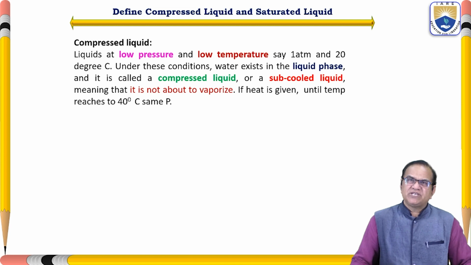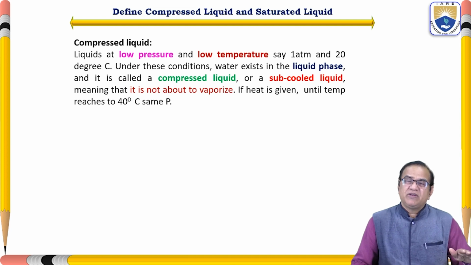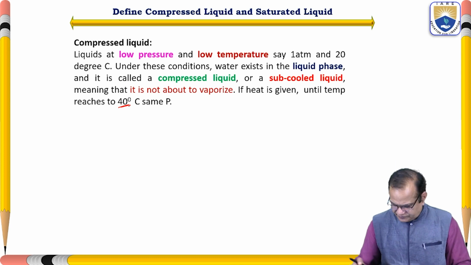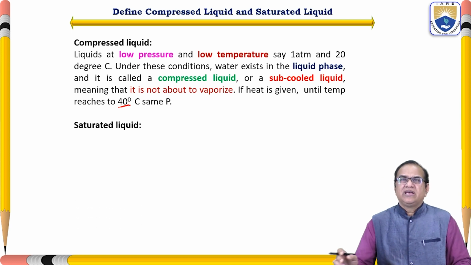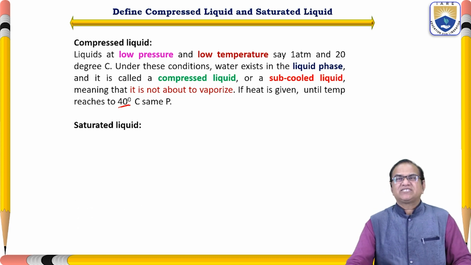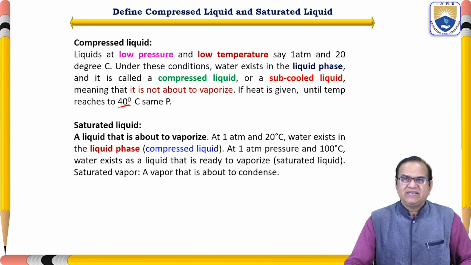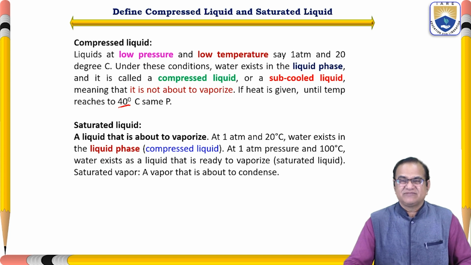So if it is low temperature, your water will not vaporize, and if it is very low, it may become solid. But if it is somewhat higher, 40 degrees or 50 degrees, 60 degrees, it will start vaporizing. So at 40 degrees, it will start vaporizing. So saturated liquid. So what is the saturated liquid? It is a liquid that is about to vaporize.